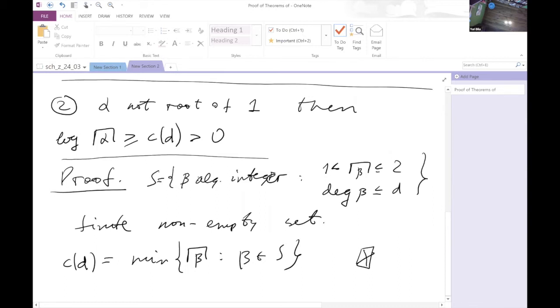Because if our alpha does not belong to this set, then its house is at least 2. If it belongs, then its house is at least this C of D. And it is a positive number. So maybe you want to take the log of it.